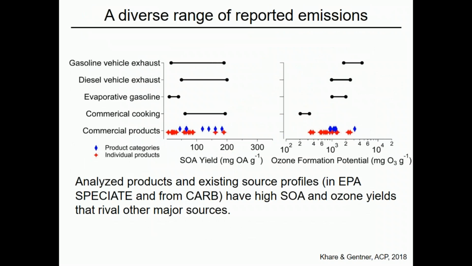And finally, we also looked at the SOA yields of all the different individual products that we analyzed, as well as their ozone formation potentials and the different average composition of the inventory product categories, the ones that I was showing earlier, and compare those to motor vehicles as well as commercial cooking. And we see a wide range here, but also that they fall in the same range for SOA per gram of precursor from motor vehicles. But remember, these emission factors are rapidly decreasing in these top three. Same thing for ozone formation potential, a range that competes with those other sources.